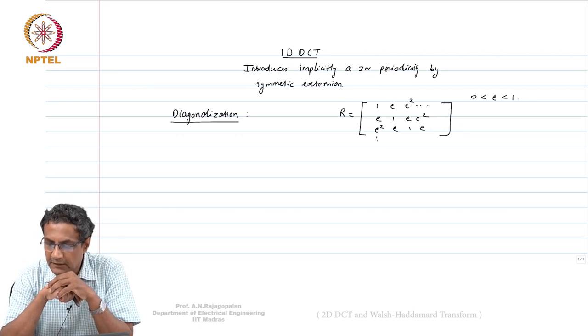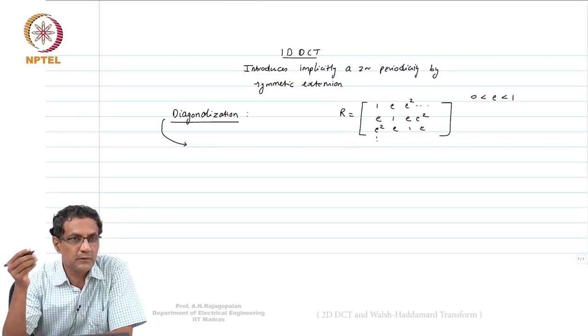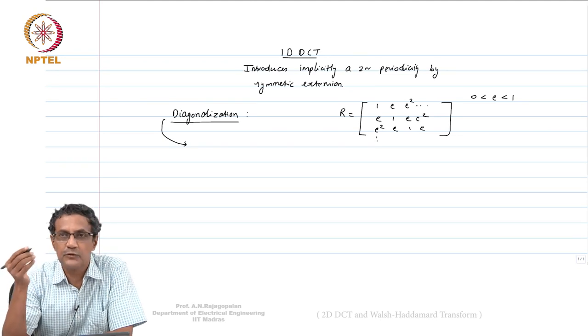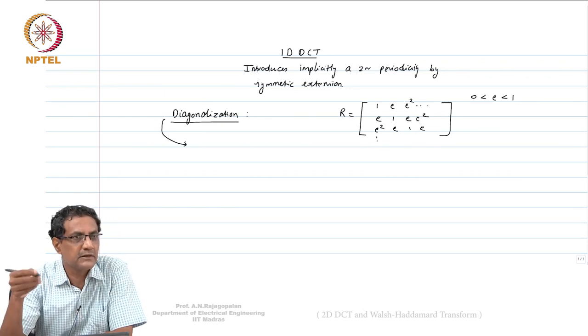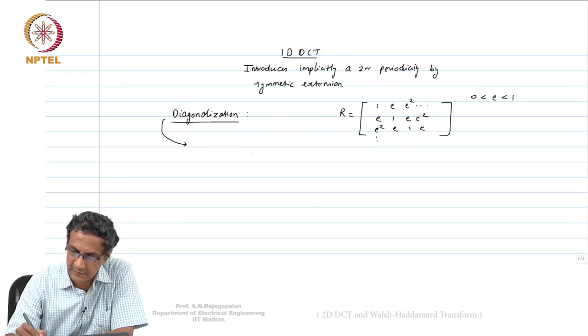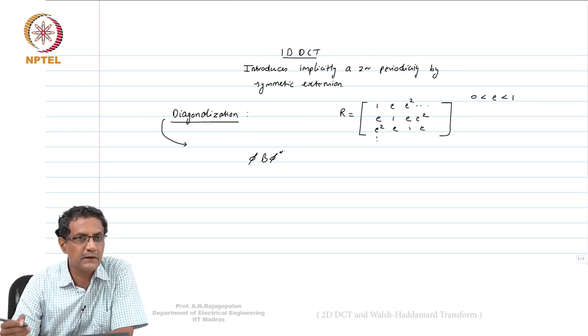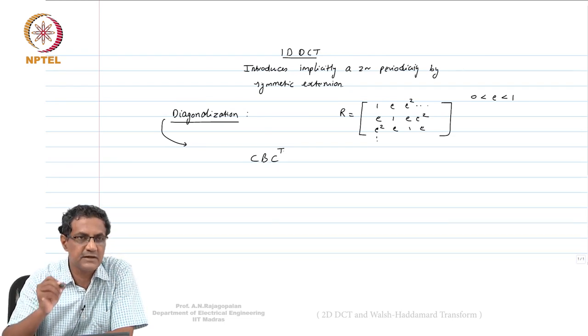Now the interesting part is, if you ask what kind of matrix the 1D DCT diagonalizes, it turns out, from work that others have done, that, just as we did for Fourier with phi B phi star, or typically phi Hermitian, in this case we will have to do C B C transpose, because C is real.